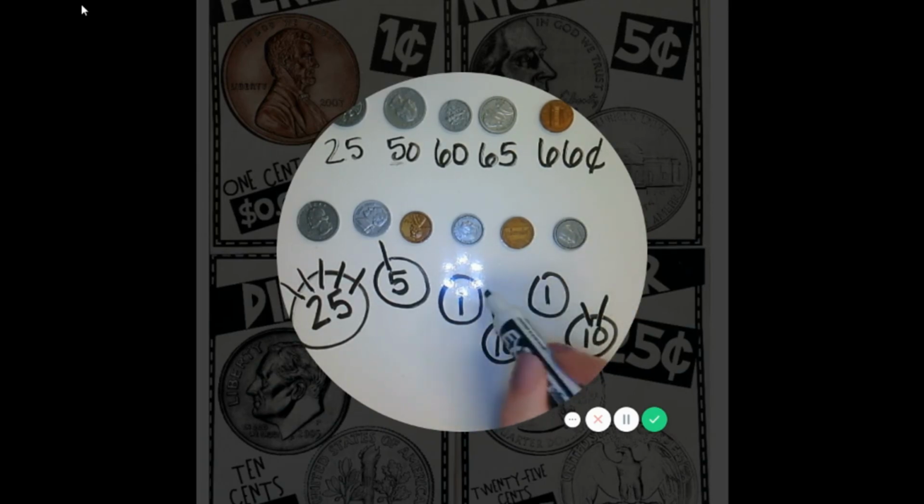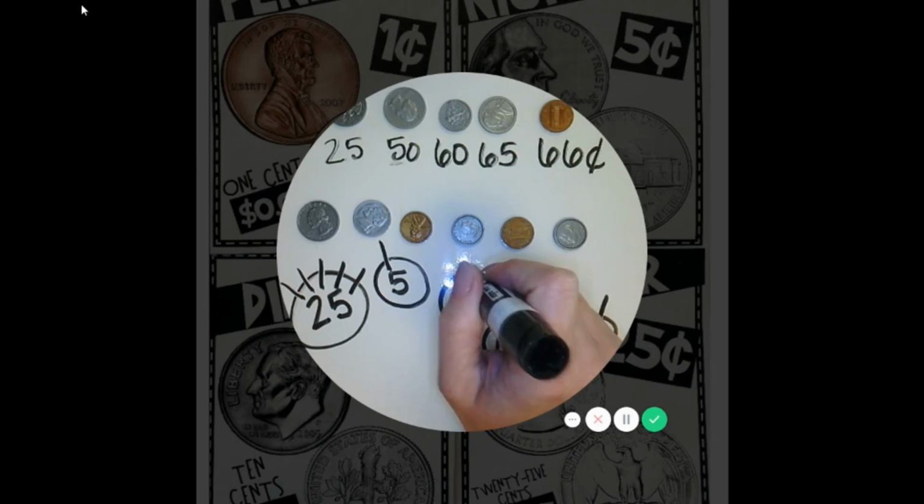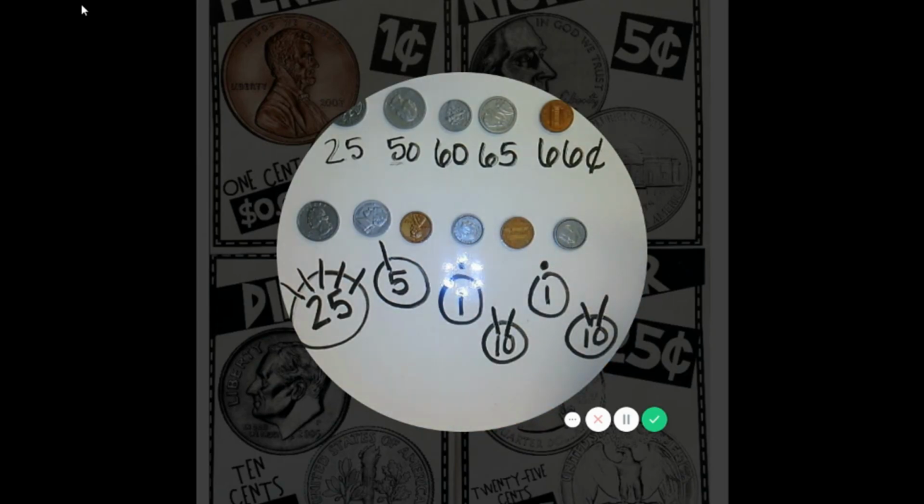And since pennies are not over 5, I'm just going to put a little dot, like a little unit, because a unit is worth 1. And so now, if I don't want to try to add on all these coins in my head, I can count these sticks by fives and get my final answer. 5, 10, 15, 20, 25, 30, 35, 40, 45, 50, 51, 52. So the value of this set of coins is 52 cents.